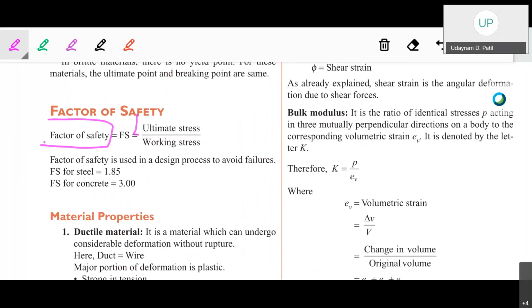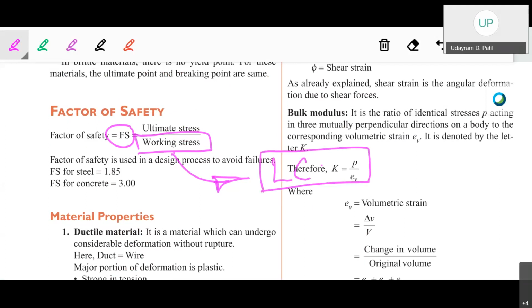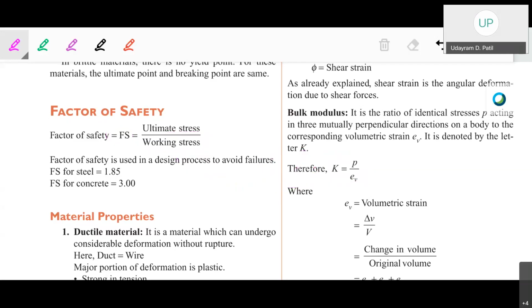Therefore, we divide the ultimate stress by the factor of safety, and that will give us the working stress. Working stress is the stress which we are going to consider while calculating the load carrying capacity of the member. So remember that working stress will be the ultimate stress divided by the factor of safety, or the factor of safety will be equal to the ultimate stress divided by the working stress. Remember this formula also. Generally for steel we take the factor of safety as 1.85, whereas for concrete the factor of safety will be 3.